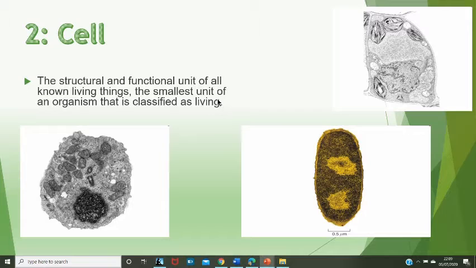Secondly, we have our cell. It's the structural and functional unit of all known living things, the smallest unit of an organism that is classified as a living thing. Because remember, bacteria are always single-celled, and that is the smallest living thing known. Organelles are not living things, but organelles grouped together to form a cell are.